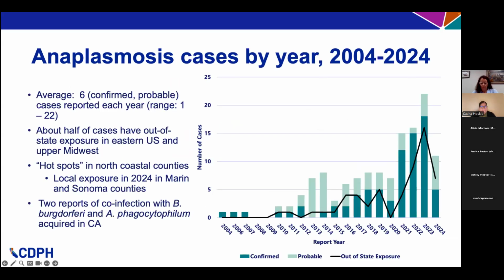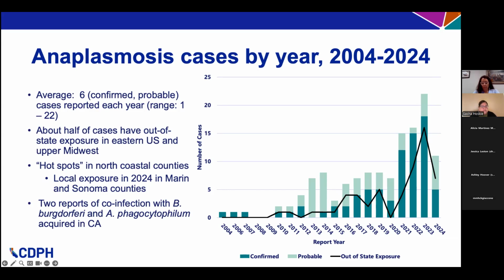And over the last 20 years, cases of anaplasmosis have shifted from a pattern of emergence, so in the early 2000s, a case or 2 a year, to becoming properly endemic in California. And so we see an average of 6 cases reported each year, though this has ranged widely from a single case to over 20. Like Lyme, half or more of these reported cases have out-of-state exposure in the Northeast or the Midwest, where the incidence is much higher.